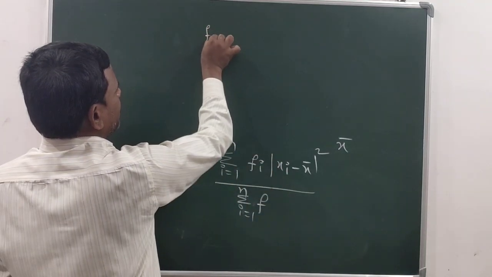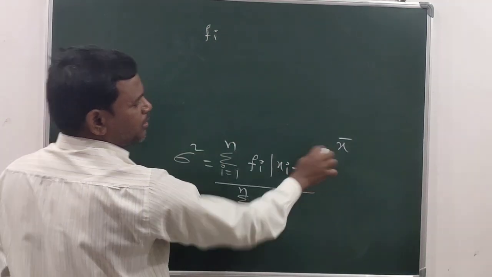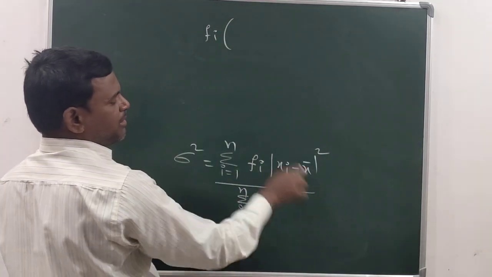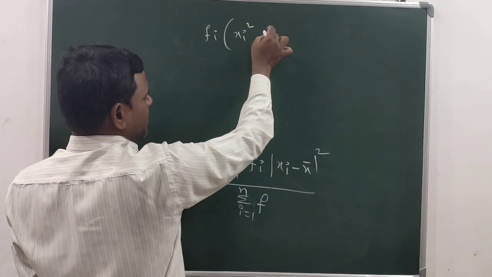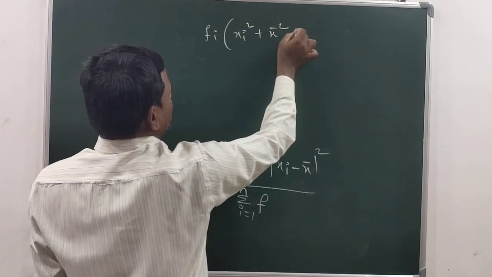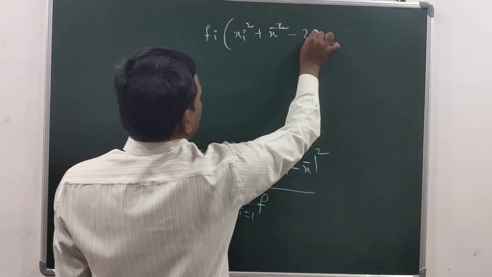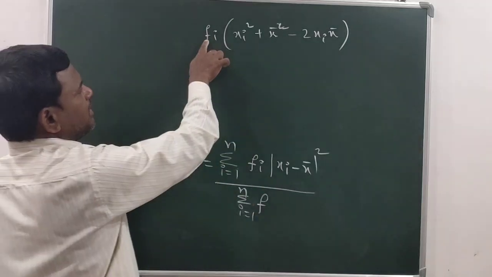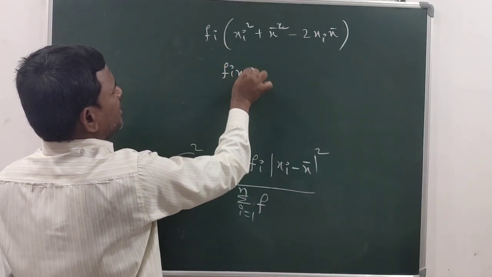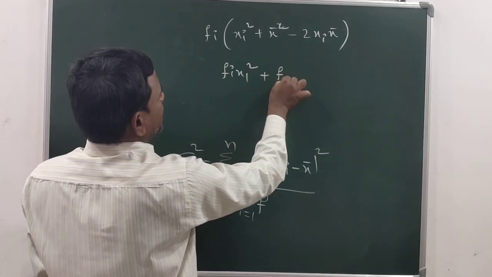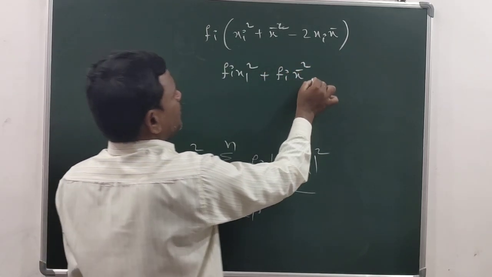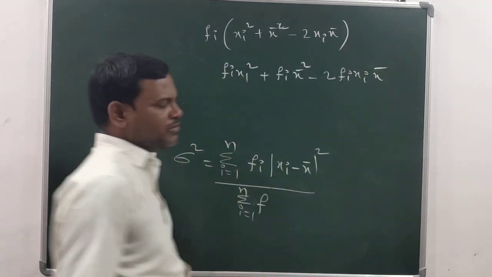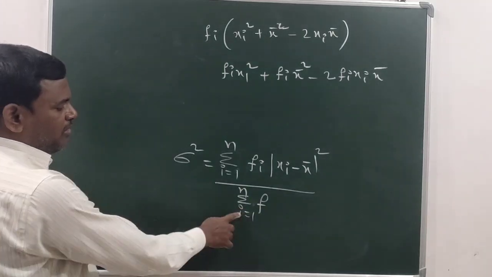expand it here, fi, it looks like a minus b whole square, na. Expand it. If you apply a minus b whole square for this, you will get xi square plus x bar square minus 2 xi x bar. Now if you send fi inside, fi xi square, plus fi x bar square minus 2 fi xi x bar. Now in the denominator, sigma f is there.